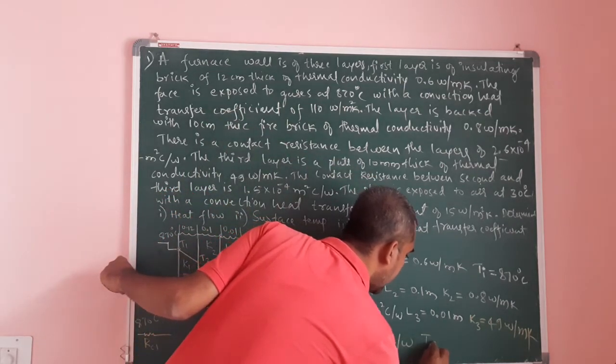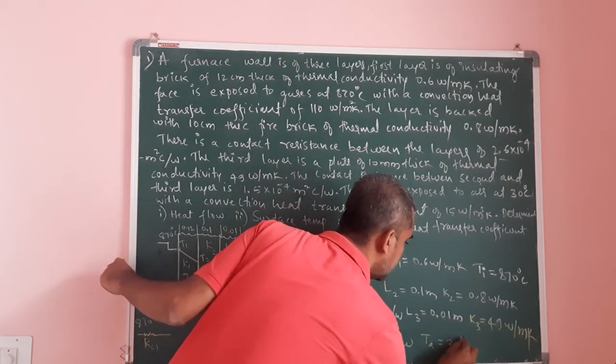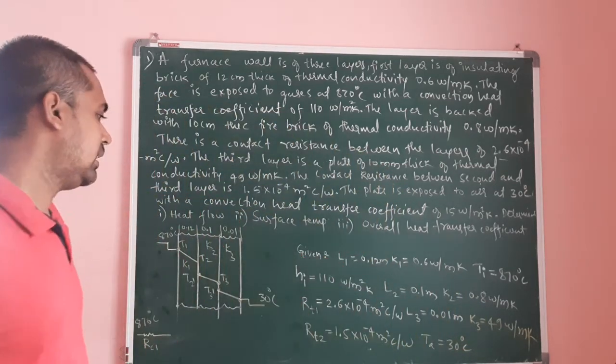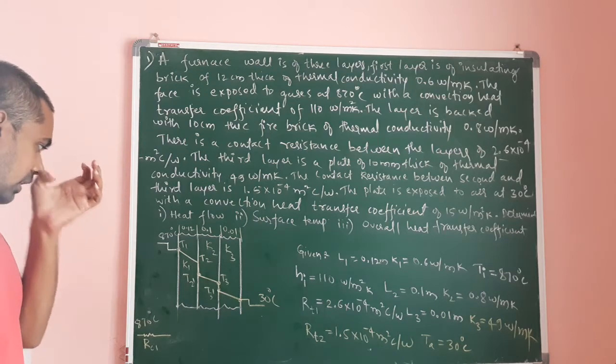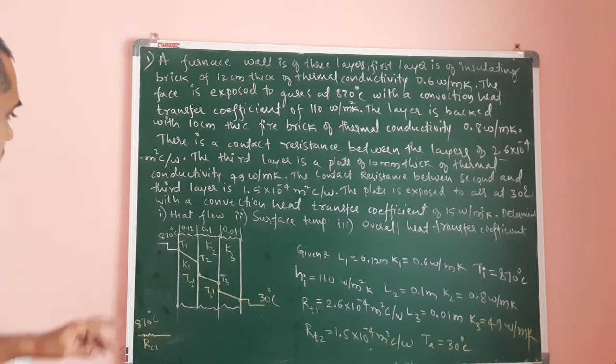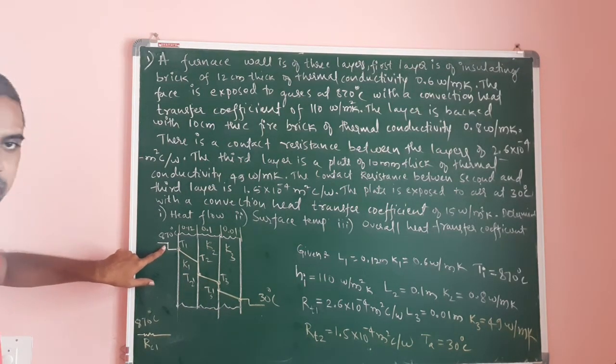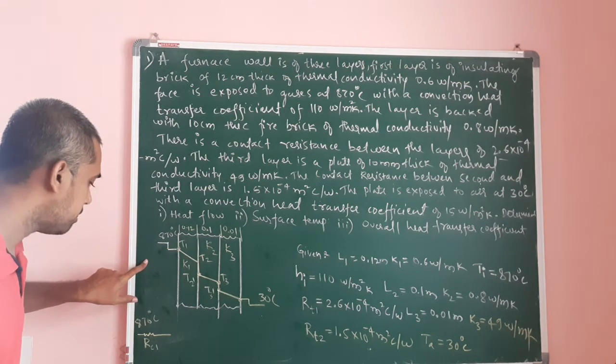That is TA, ambient temperature equal to 30 degrees. Okay, this is the problem. Now I will explain the problem like this. There is 870 degrees Celsius inside the furnace.